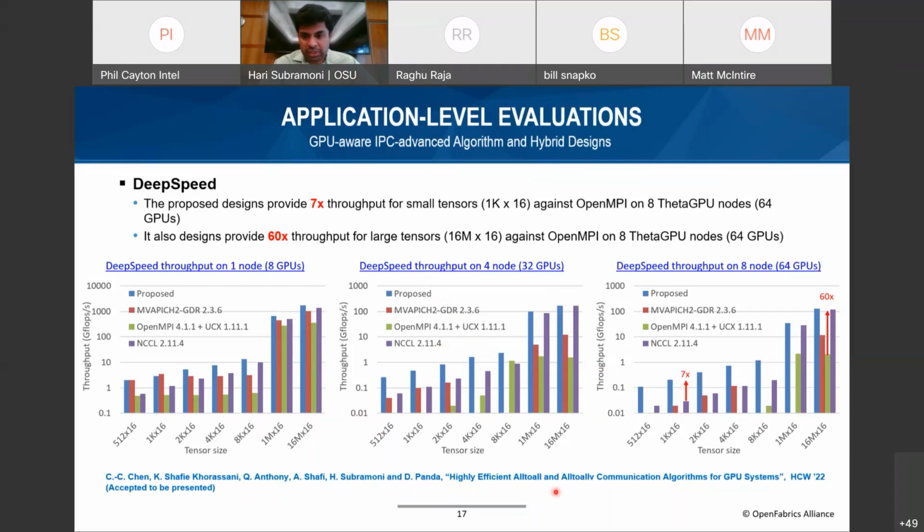This was published as part of this paper at the HCW workshop together with IPDPS. As we can see, the proposed designs are able to increase the overall throughput by a factor of 7 for smaller tensors on the Theta GPU, which is a DGX2 system. It is also able to increase the overall throughput by a factor of 60 on larger tensors, again on Theta GPU. These are the performance numbers that I'm referring to here. This is the largest scale that we were able to go to on the Theta GPU system, basically because that's a smallish system with about 20 odd nodes.